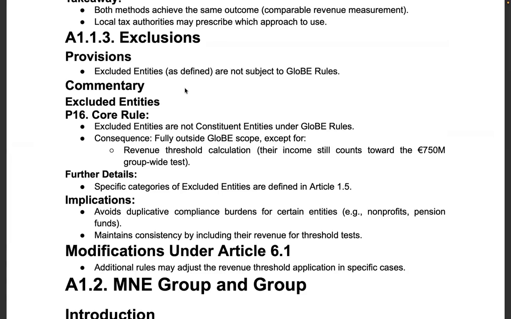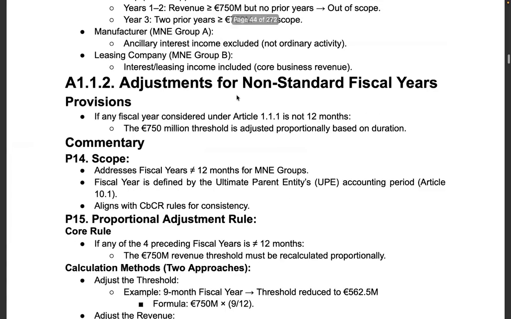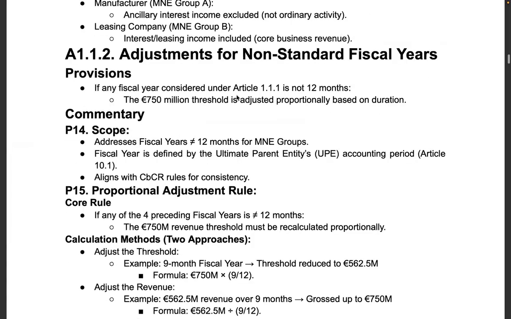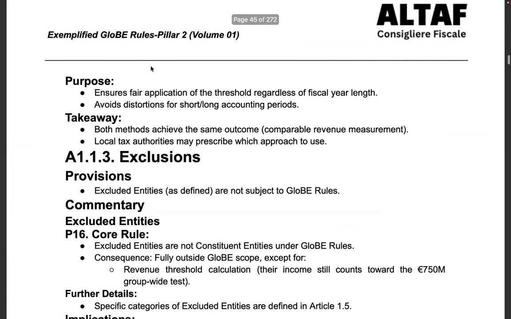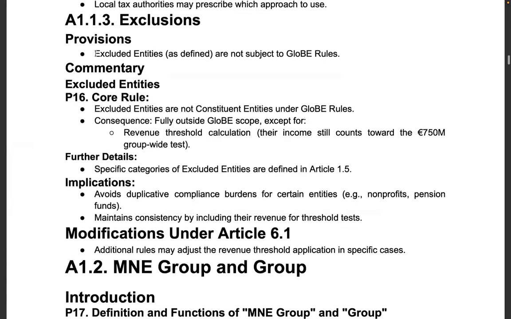Let us talk a little bit about exclusion. This is Article 1.1.3. So what was 1.1.2? These were the adjustments for non-standard fiscal years. Now we are studying exclusions. The core rule provision for Article 1.1.3 is that excluded entities, which have been defined, are not subject to GloBE rules. Okay, let's go a little deeper into it.